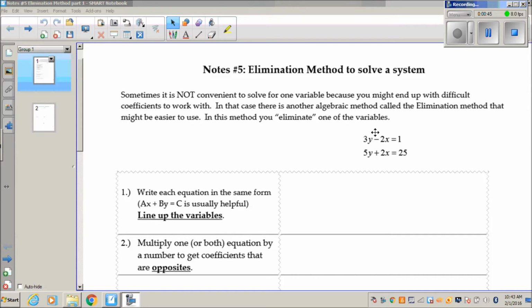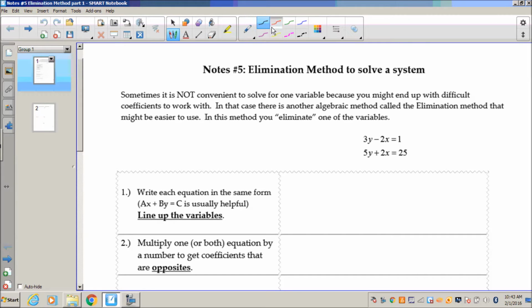Now, before we get started today, there is a typo in our example. Today we're going to look at this example, 3y minus 2x equals 1, but it should say -1. So I'm going to ask you to correct that. The first equation we're working with here is 3y minus 2x is equal to -1. Our second equation is 5y plus 2x equals 25.